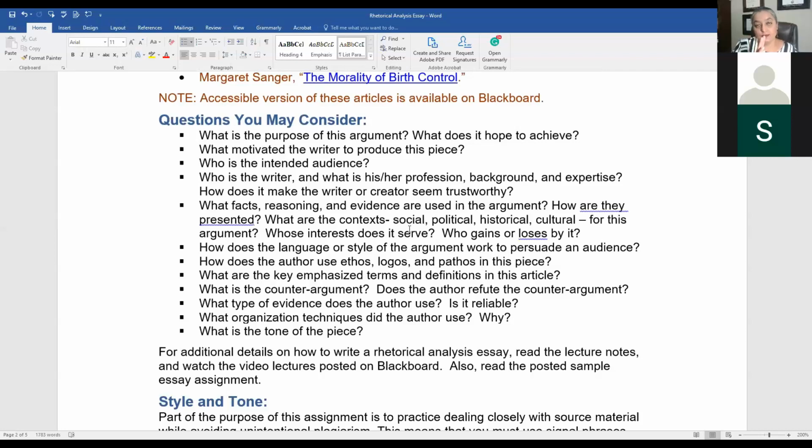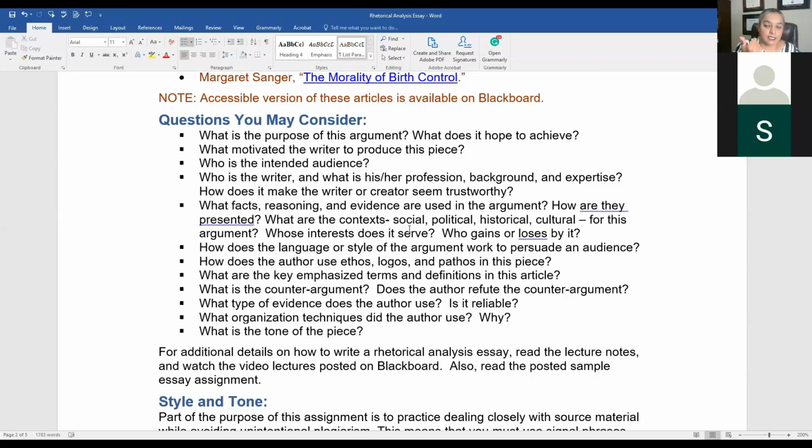What does analyze mean? It means you're going to break down your article and look at it in little tiny pieces. And those pieces, we discussed those four elements: exigency, purpose, audience, and context.